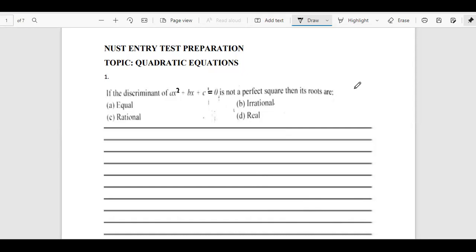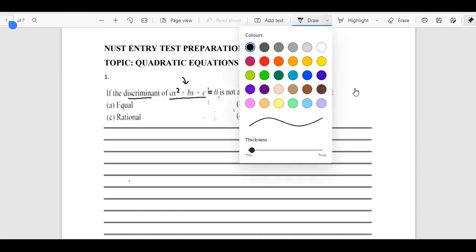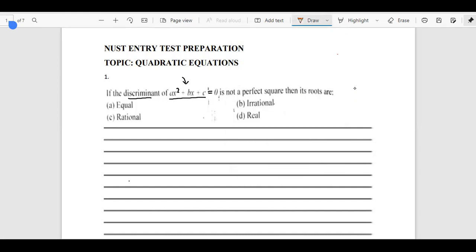So let's get started. The very first question says, if the discriminant of this quadratic equation is not a perfect square, then its roots are. Okay, let's break down this question into parts. The first thing is they're talking about the discriminant of this quadratic equation. So let's talk about what the discriminant of any quadratic equation is. The discriminant is b square minus 4ac.